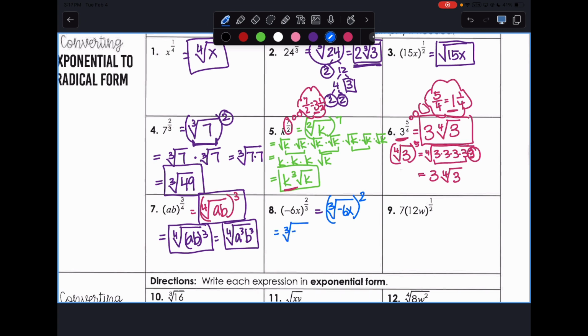Cube root of negative 6x times negative 6x. I could put it under the same house, right? What's negative 6 times negative 6? 36. 36. X times x? X squared. Do we have 3 of anything there?